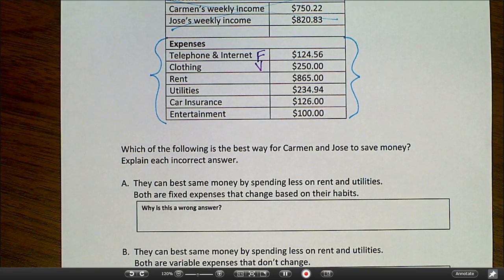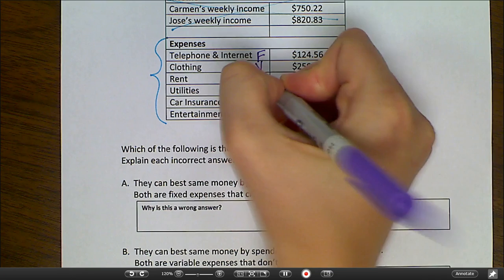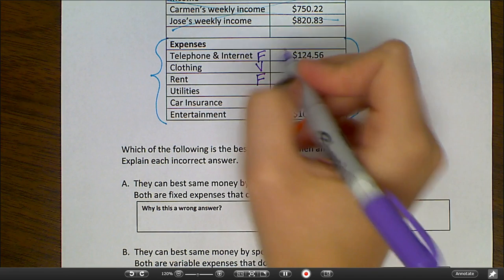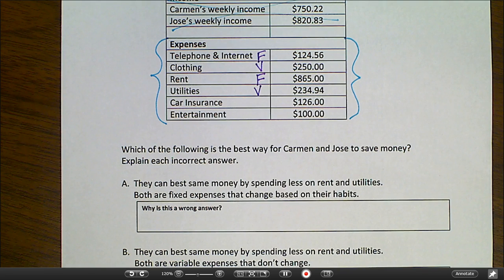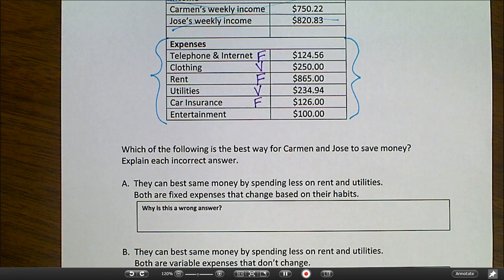So this month I haven't bought any clothes, but back in August before school started I bought a lot of stuff. My rent stays the same every month. It's going to be $550 a month or $1,000 a month, and that doesn't change unless I move. My utilities will vary. For example, during the winter, my AC bill, my electric bill will probably be lower because I'm not going to be spending as much on air conditioning. Car insurance is fixed. It stays the same each month.